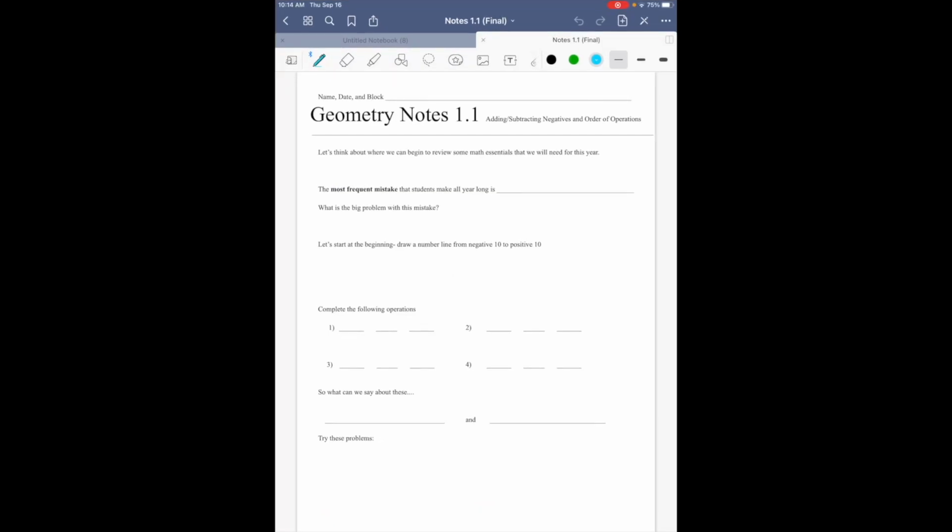Okay, so let's think where we can begin to review some of the math essentials we need for this year. The most frequent mistake that students make all year long is adding and subtracting negative numbers. And the big problem with this mistake is it gives students the impression that they don't understand, right? So they'll do really complicated math and then miss a negative, which is a very easy mistake, and then think that they can't do the whole thing.